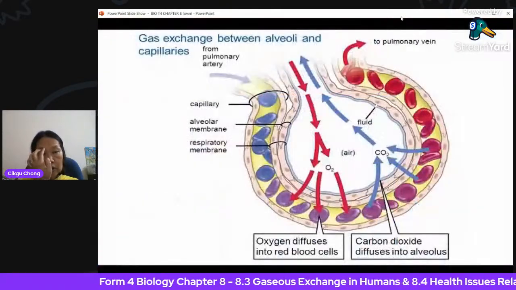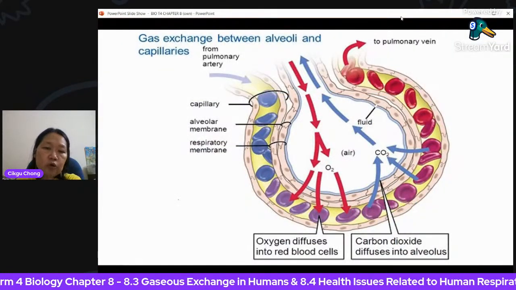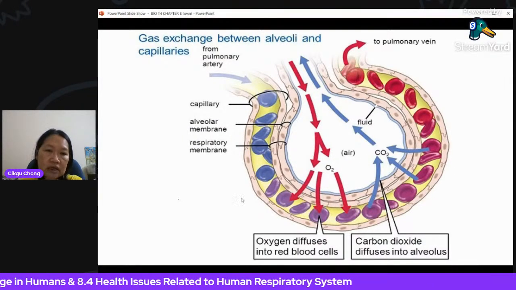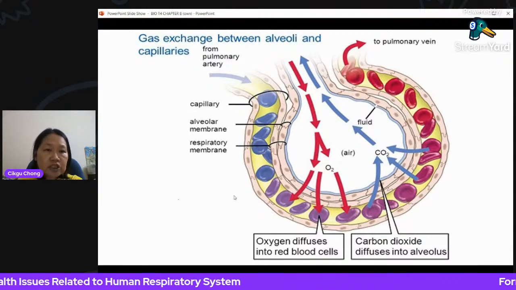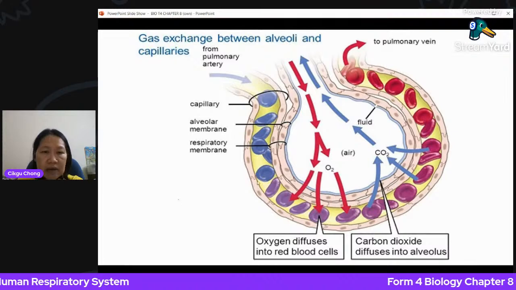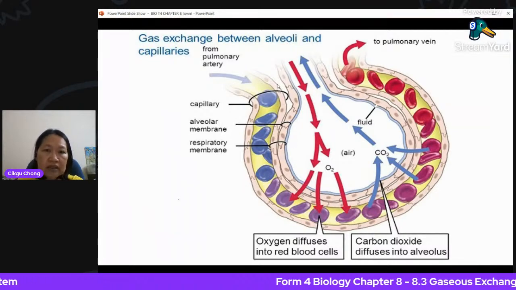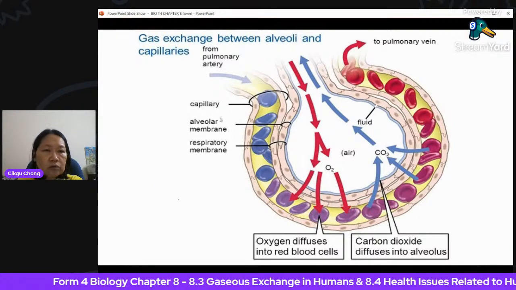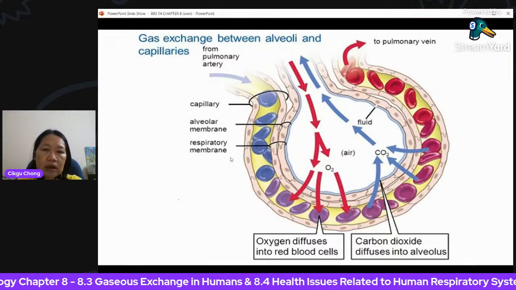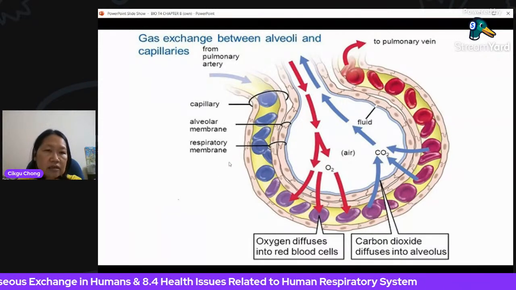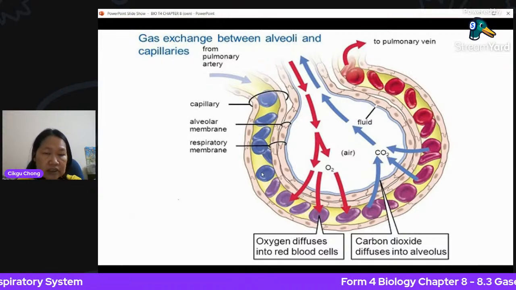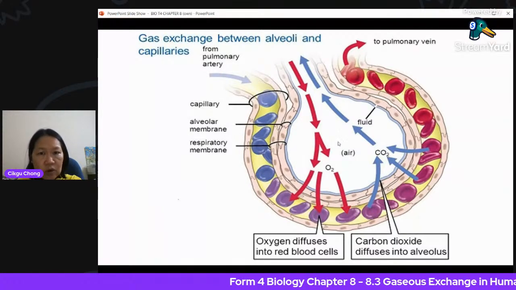All right, so in 8.3, you always see this diagram that explains the gaseous exchange between carbon dioxide and oxygen, and this occurs on the respiratory surface called the alveolus. Now the questions that you can get is normally you have to explain why the diffusion of oxygen occurs from the blood capillaries to the alveolus or the other way around.